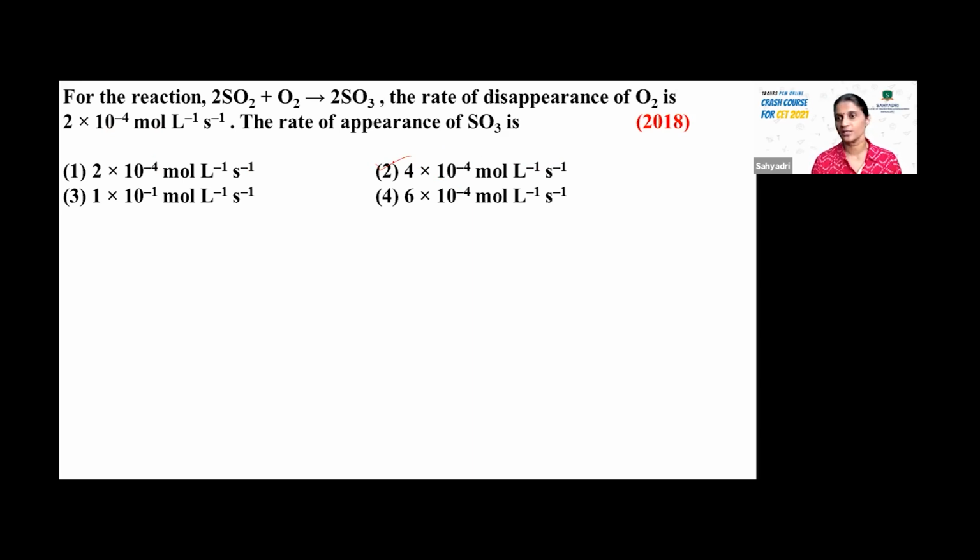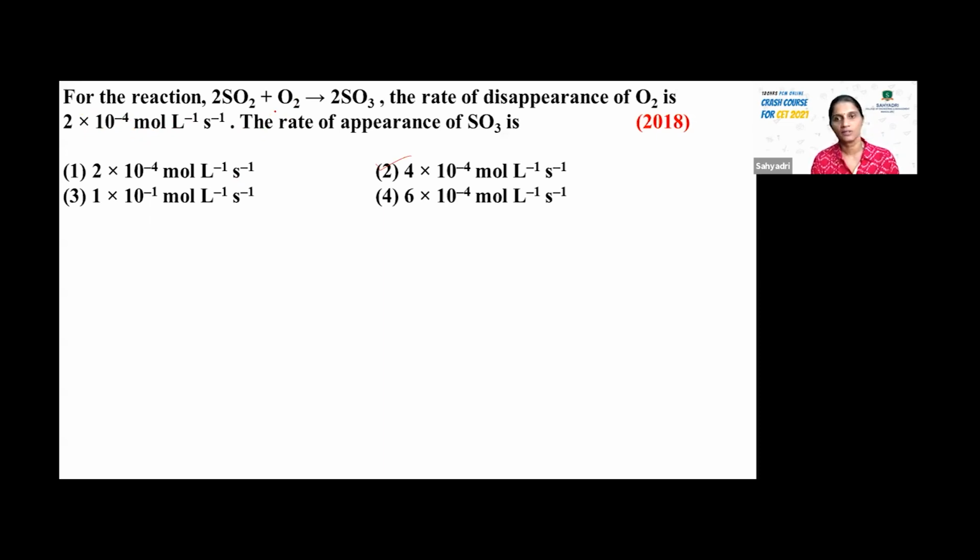One more thing here, you have to be careful. Instead of 2 into 10 to the power minus 4 moles per liter per second, if I give you grams, 2 into 10 to the power minus 4 moles is how many grams? 32, so 64 into 10 to the power minus 4 grams per liter per second.